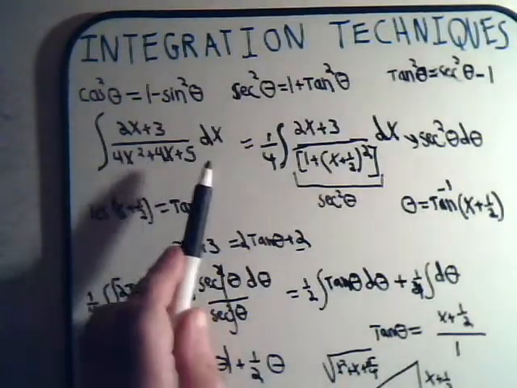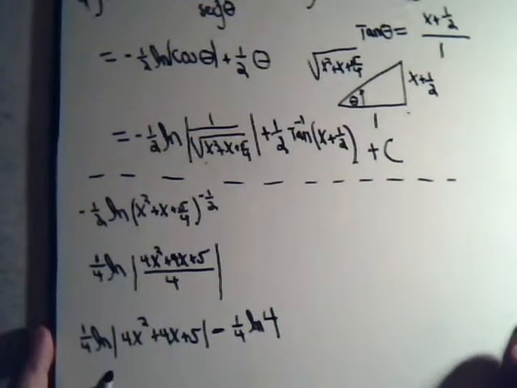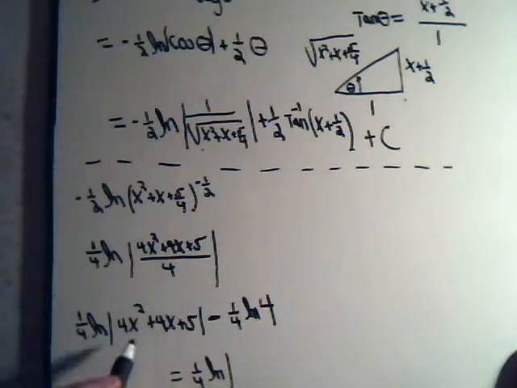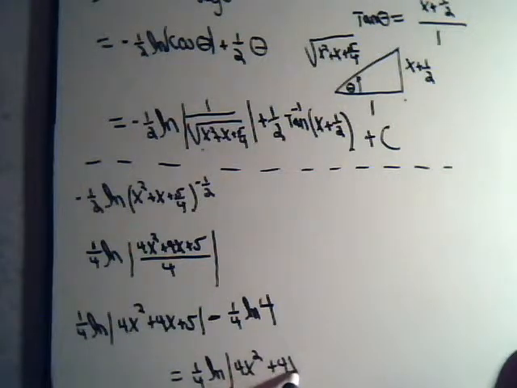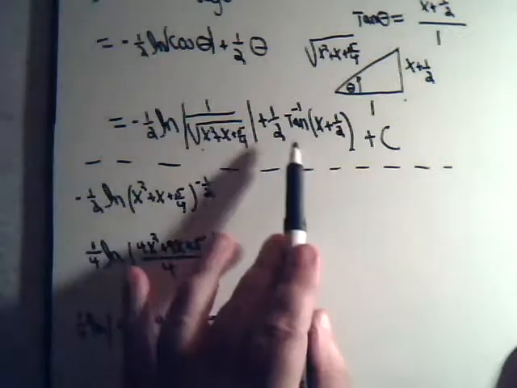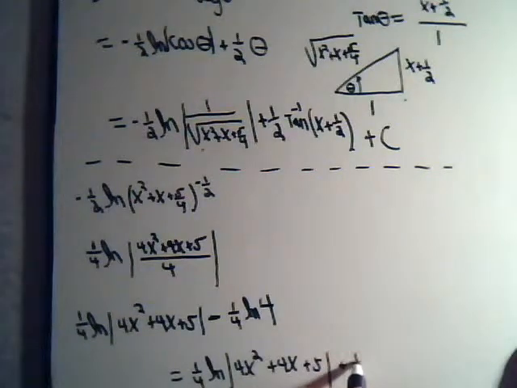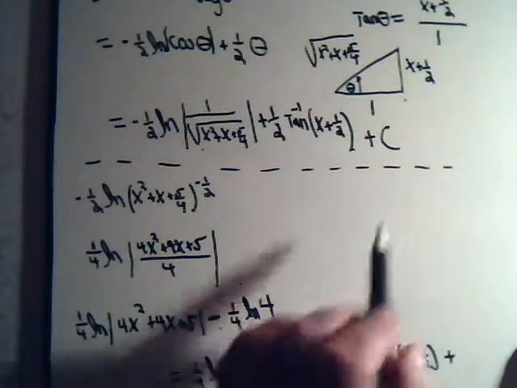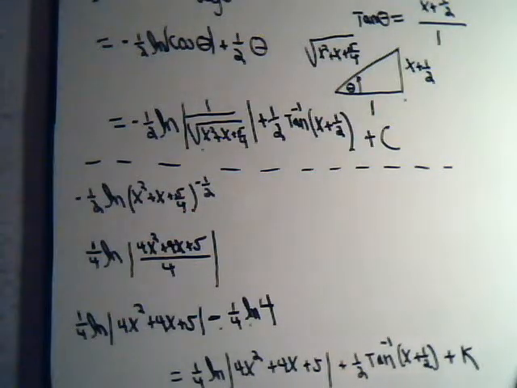So finally then we could say, well, the answer to this integral way up here would equal 1/4 the natural log of 4x squared plus 4x plus 5, plus 1/2 inverse tangent of x plus 1/2, plus lump this and this as a different arbitrary constant.